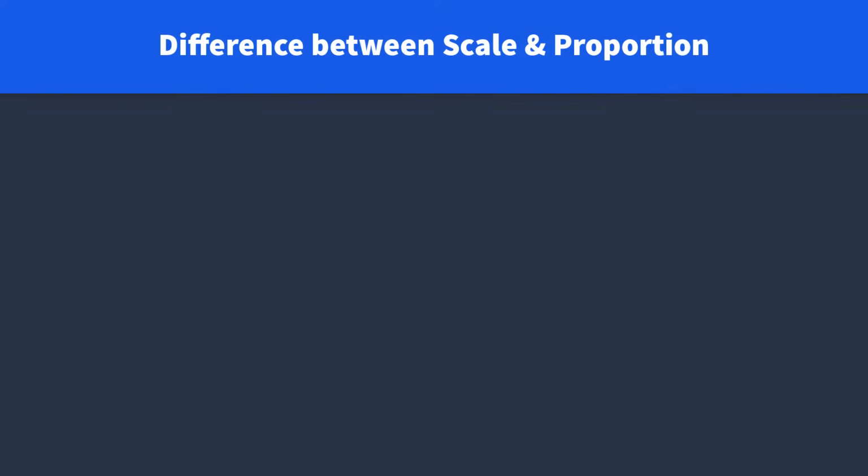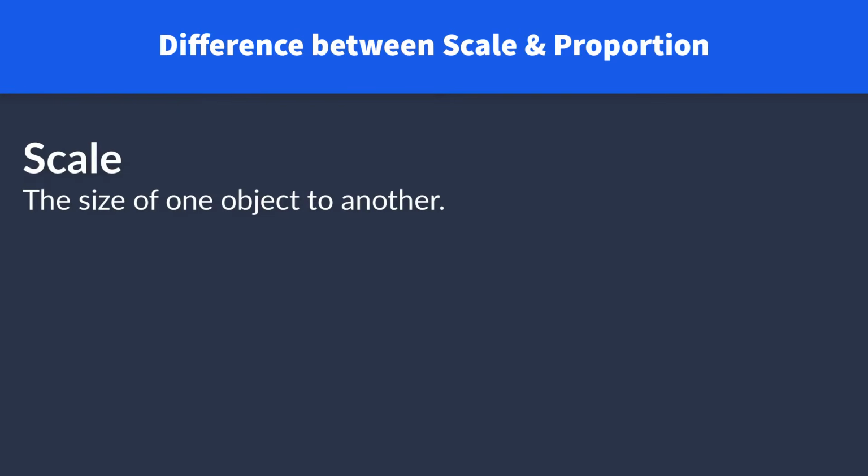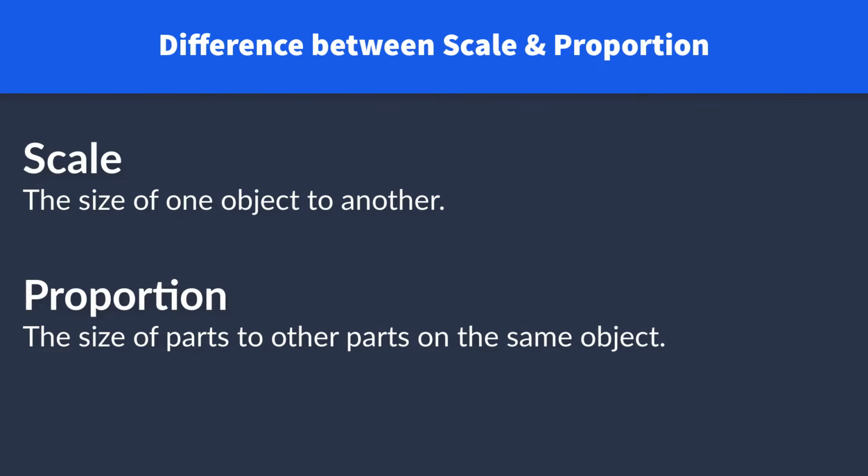The first thing to understand is what really is the difference between scale and proportion. Scale is the size of one object in relation to other objects. Proportion refers to the size of the parts of an object in relation to other parts of the same object. But as you'll see later in this video, it's important to consider the proportion from one figure to another as well, not just the overall height, especially when you're dealing with a variety of different types of characters and creatures.